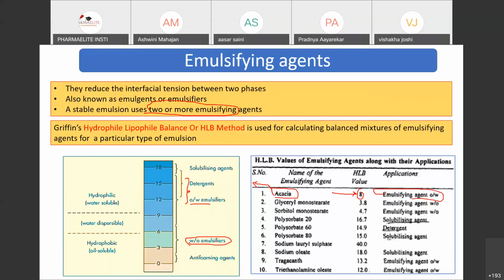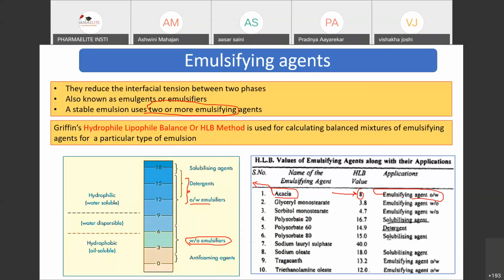What if I tell you that I'm going to use sodium lauryl sulfate, SLS, and I'll use only SLS, not any combination? I'm just framing a question for you. If I'm using SLS as an emulsifying agent, what type of emulsion do I expect? The answer is right in front of you. Look at the tables carefully, you will get the answer. If I am using SLS as an emulsifier, what type of emulsion am I making?